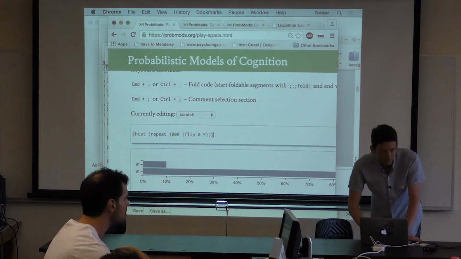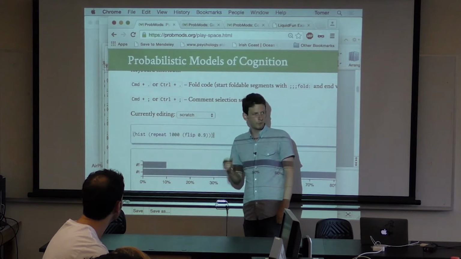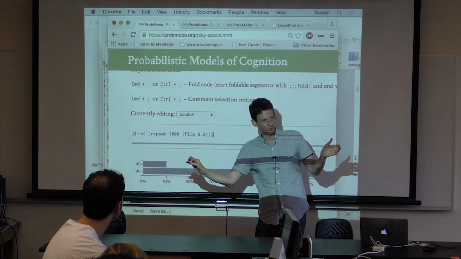Think about what would happen. What would happen is I would first evaluate flip 0.9. That would give me back a value, either true or false. And then this would say repeat that 1,000 times. You would get like 1,000 trues or 1,000 falses, whatever it was that came first.